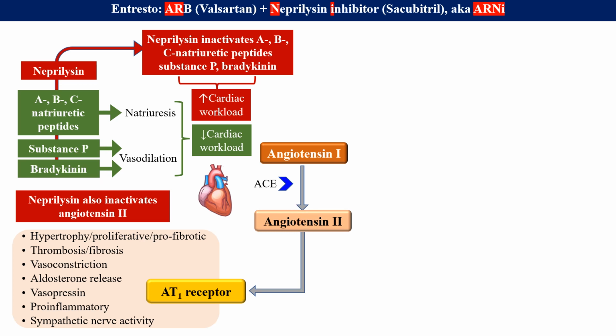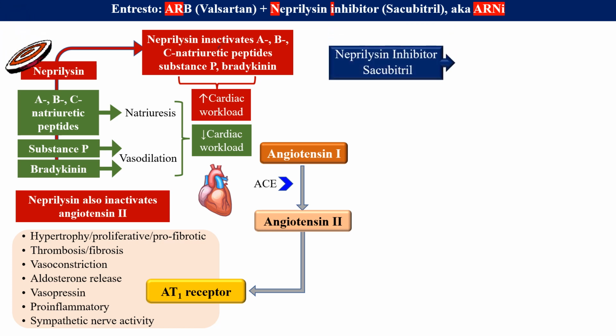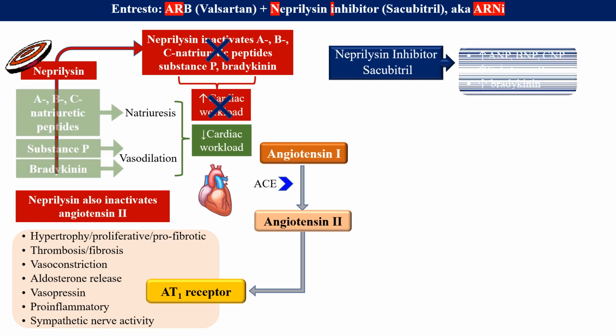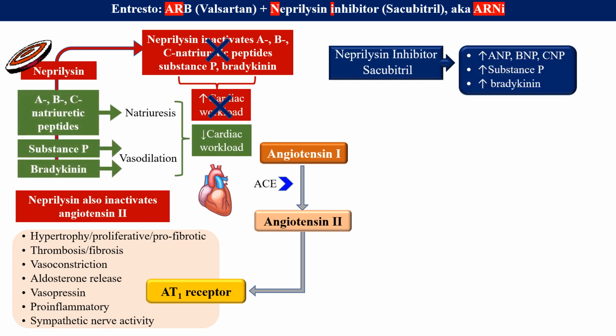What happens if we block neprilysin with a drug called sacubitril? A neprilysin inhibitor would prolong the half-lives of natriuretic factors to allow for natriuresis, as well as prolonging the half-lives of substance P and bradykinin to allow for a vasodilated state, all working to decrease blood pressure and myocardial workload. However, because neprilysin also inactivates angiotensin II, a neprilysin inhibitor would increase angiotensin II levels.